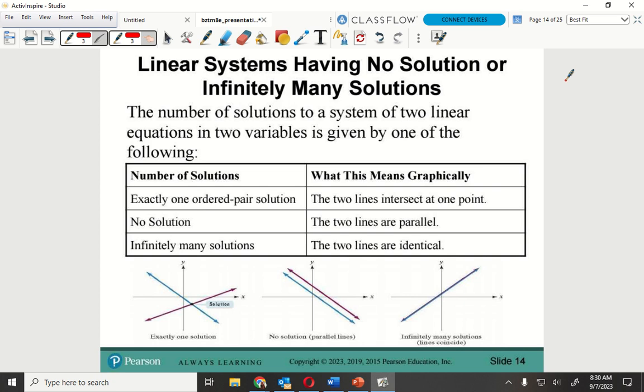So this again is going to touch at all real numbers. At every single point, it's going to touch. Okay? They are coinciding.